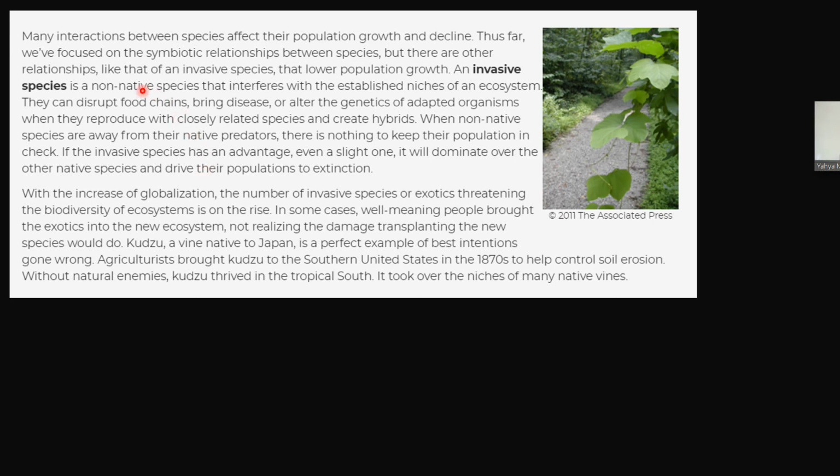So native species live there. Invasive species have recently invaded. Right? So they can cause all kinds of problems. They can take over and compete with the native species. Right? They can disrupt food chains, and bring diseases, maybe some new disease that the native species is not used to, and so it can't handle that bacteria or virus or whatever it is.